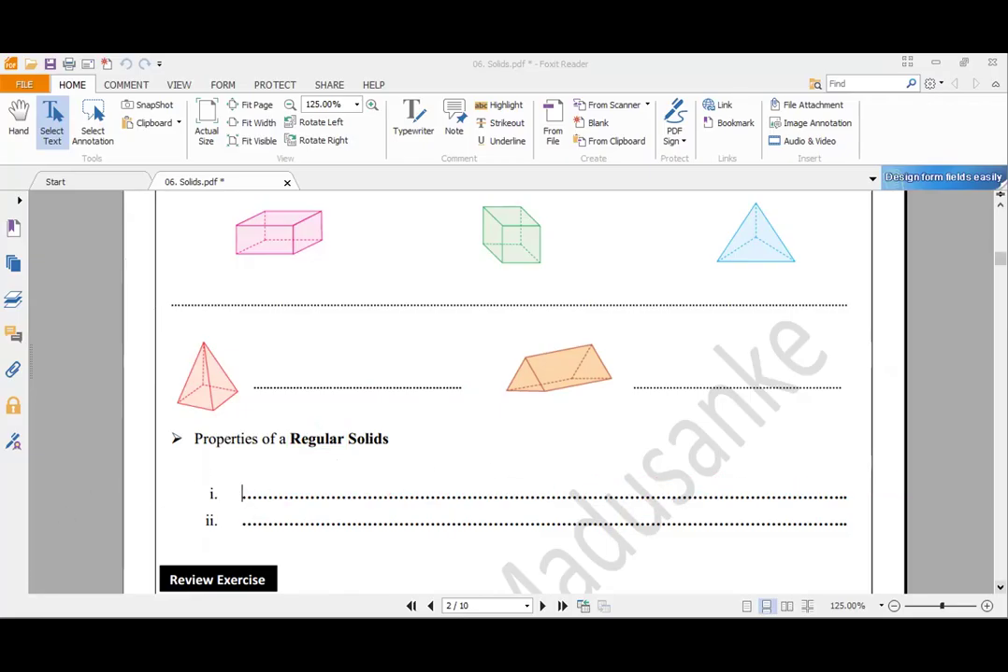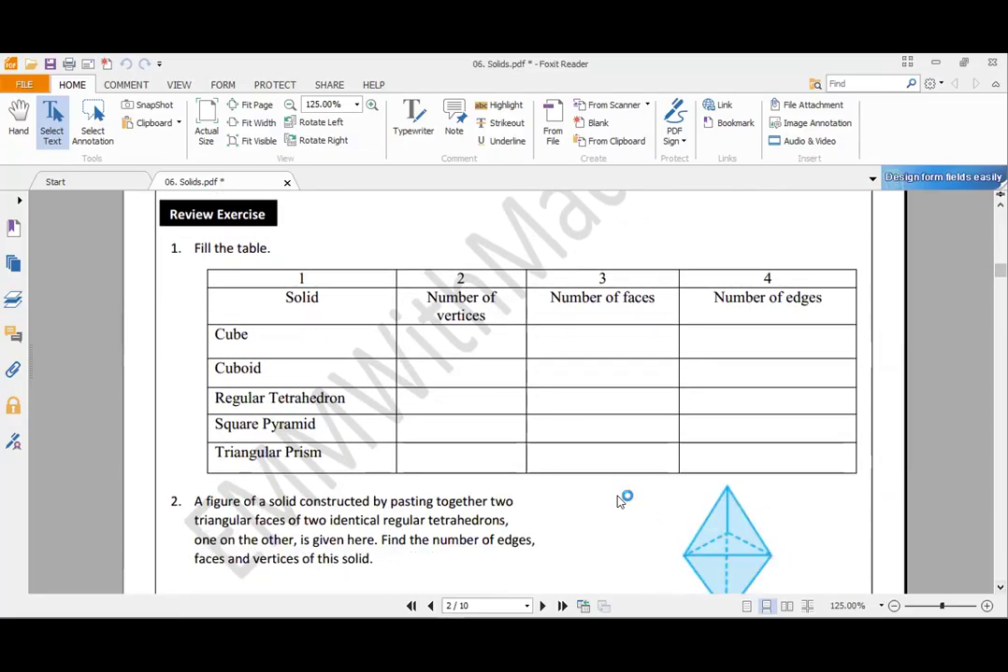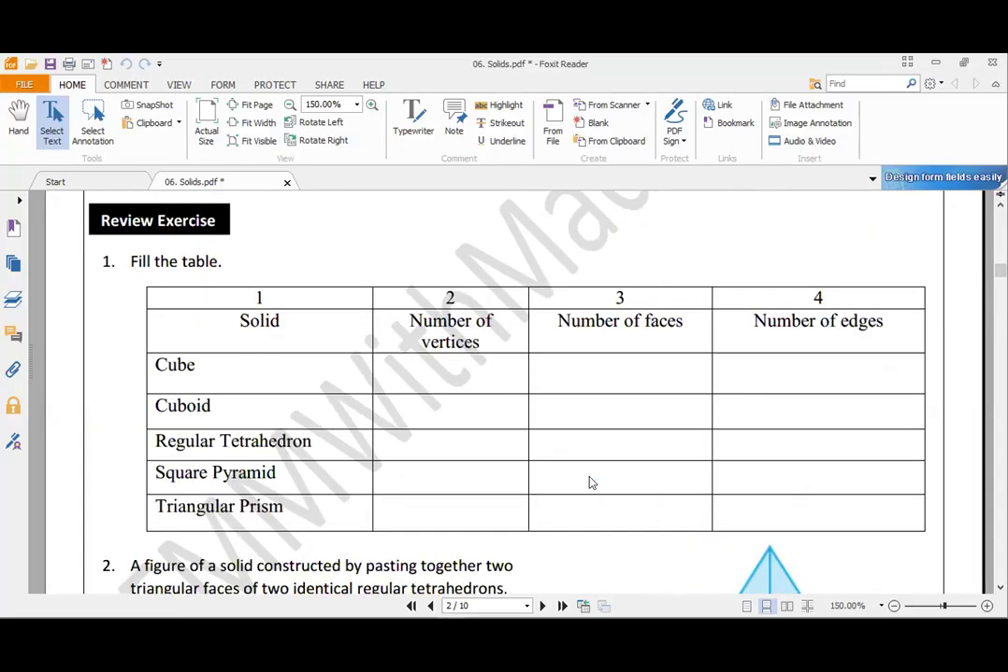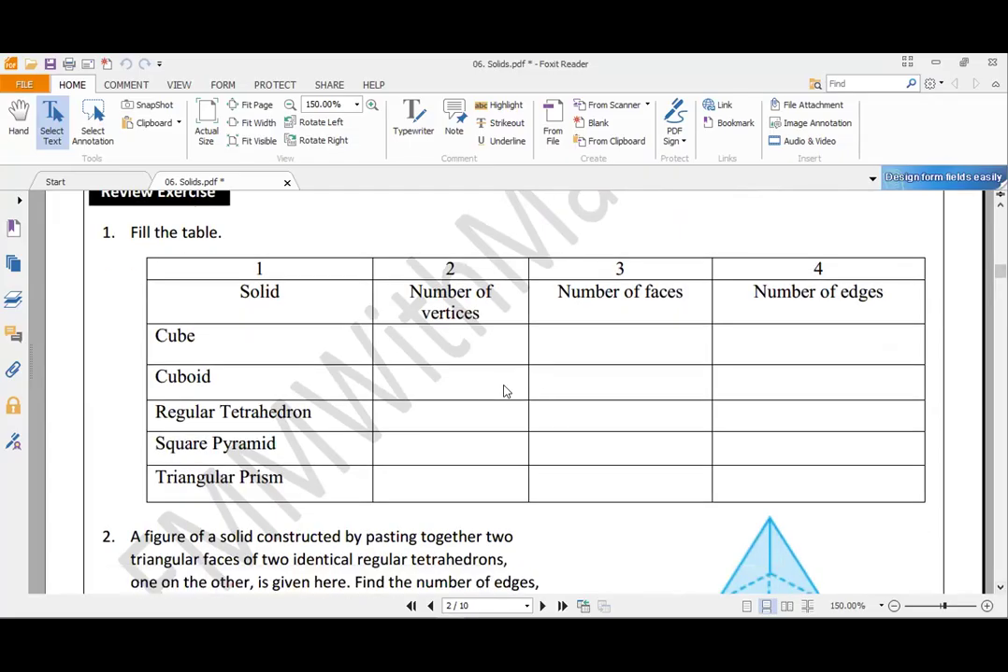Now we are going to do the review exercise. So this is the table. Now I will fill in the first column. In the first column we have solids. In the second column we write the number of vertices, then the number of faces, and the number of edges.